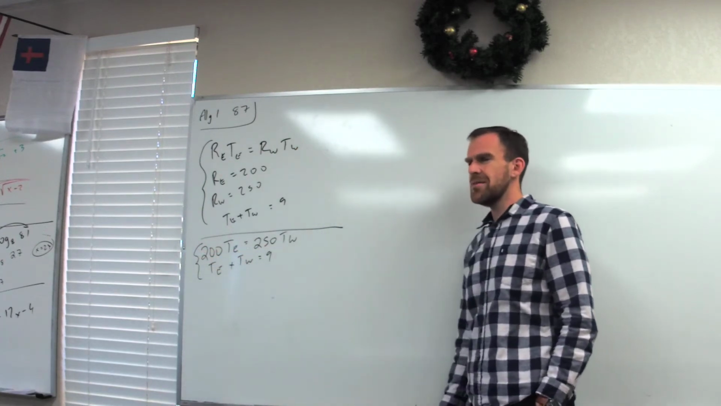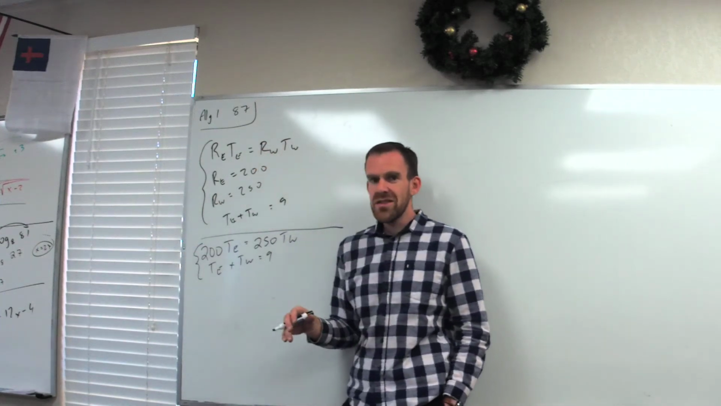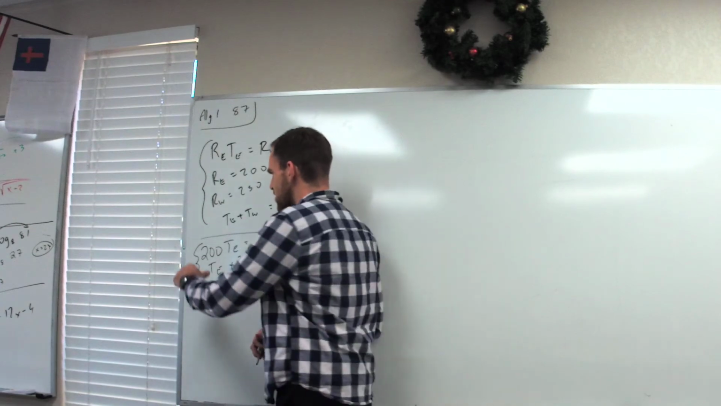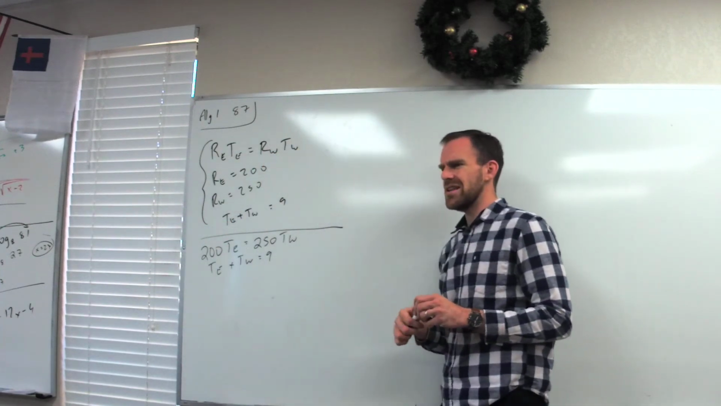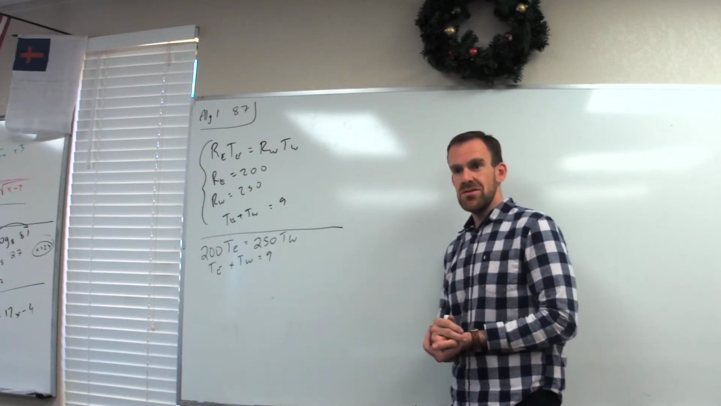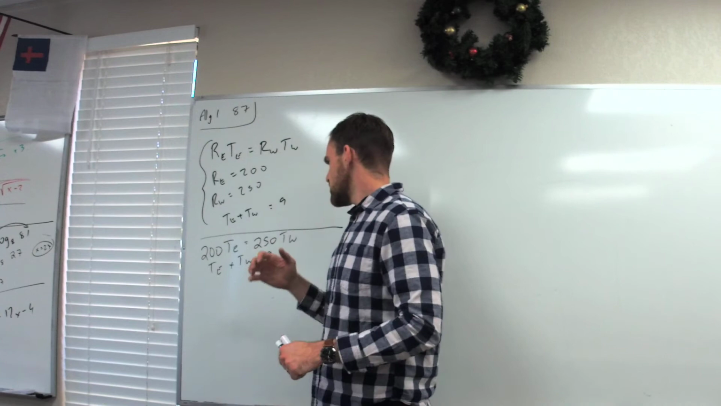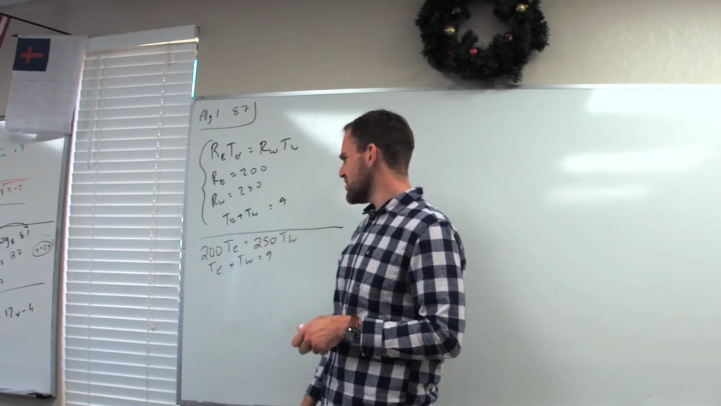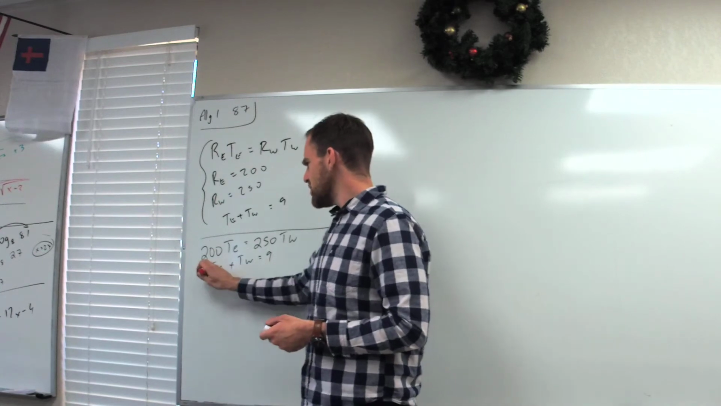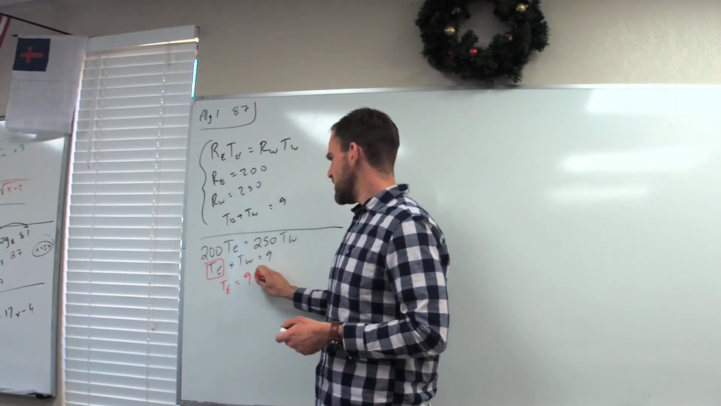Use substitution or elimination. Me drawing this little curly thing next to it should do nothing for you. In fact, I'm going to stop drawing it forever. Use substitution or elimination. What would make sense? Substitution. Why? Because these are on opposite sides of the equal sign. I don't want to deal with that. So I'm going to solve for TE. TE equals 9 minus TW.